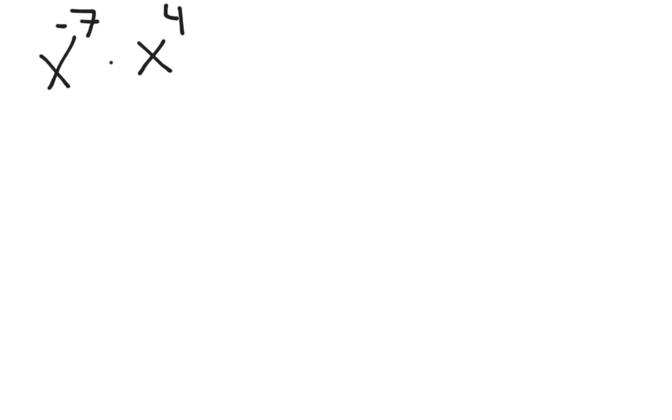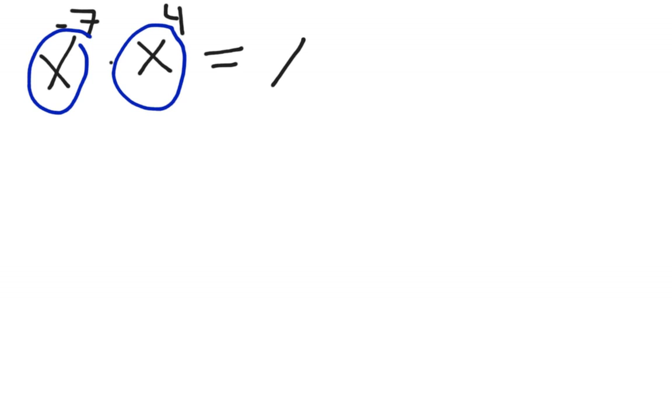So let's look at an example of using negative exponents with some of our properties. I have x raised to the negative 7th times x raised to the 4th. I have the same base. My base is x. Since I have the same base and I'm multiplying, that means I'm going to add my exponents. So negative 7 plus 4 is equal to negative 3.